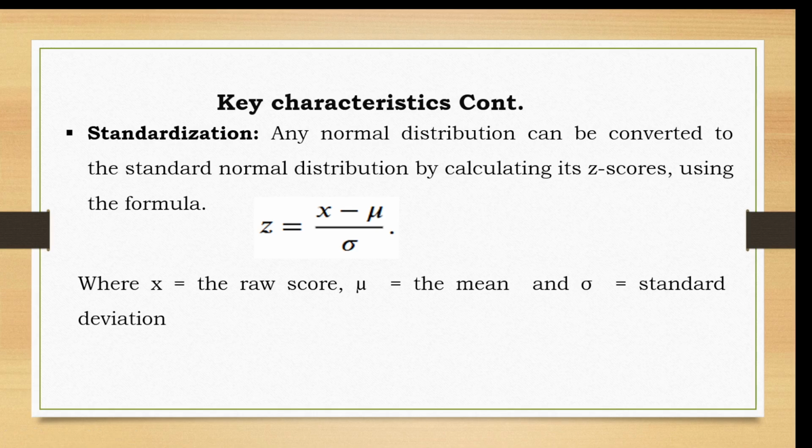Standardization is one of the functions of the standard normal distribution, which means that any normal distribution can be converted to the standard normal distribution by calculating its z-scores using the formula z equals x minus mu over the standard deviation, which is sigma. So the x is the raw score, the mu is the mean, and the sigma is the standard deviation.